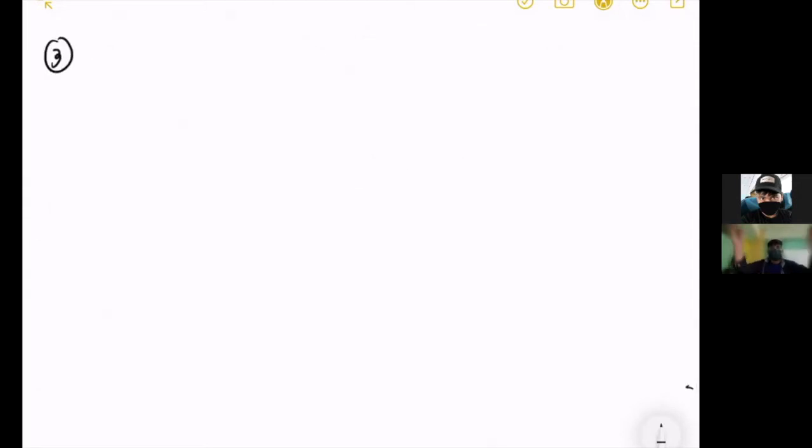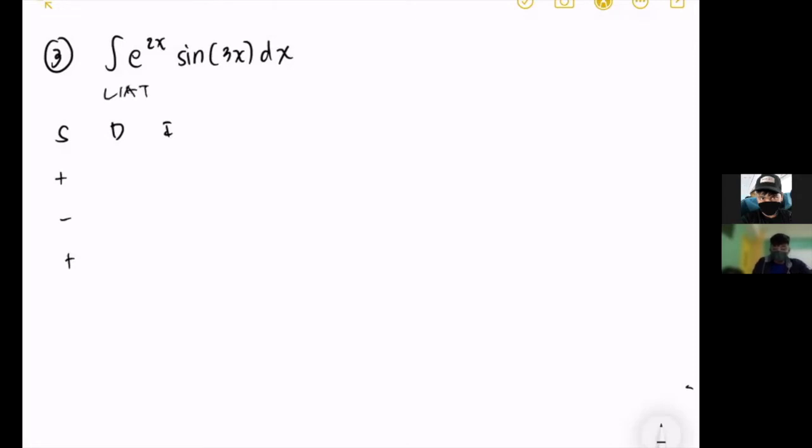For our third example, let us try to integrate the function e to the 2x sine of 3x dx. If we're going to make our table of derivatives and antiderivatives, so again, s d I plus minus plus, and then of course using LIATE. So ang LIATE natin, makikita natin dito, mauuna yung trigonometric. So therefore, this should be sine of 3x. Tapos ito ay magiging 3 cosine of 3x, negative 9 sine of 3x.